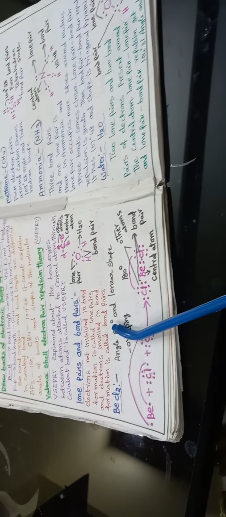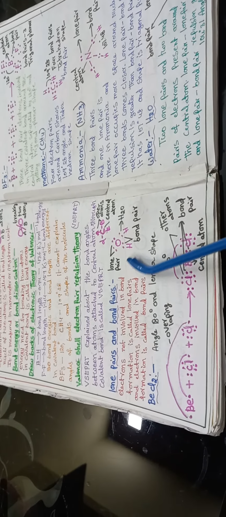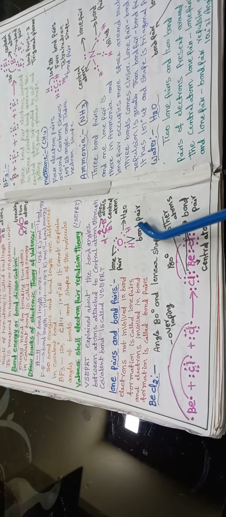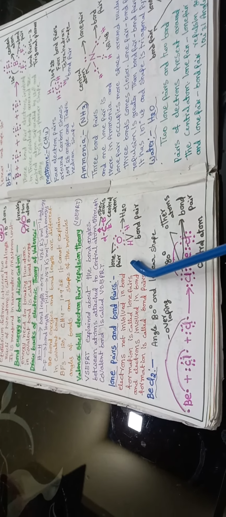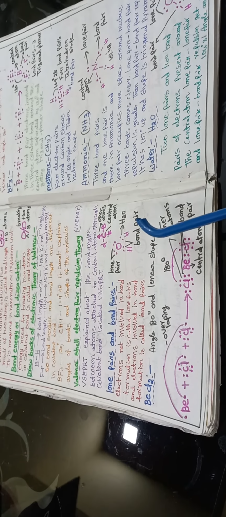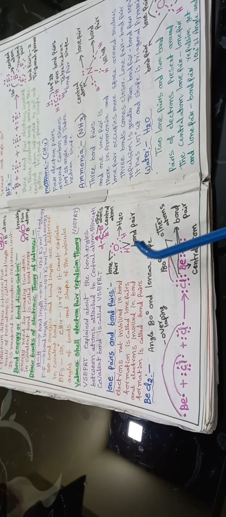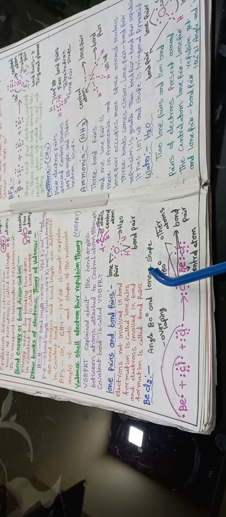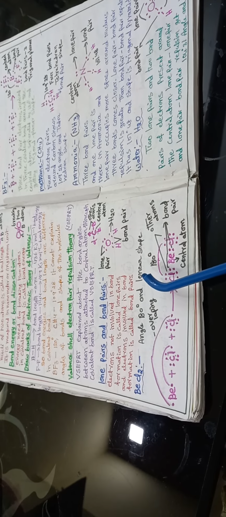Here are some more examples of bond formation using bond pair electrons. Lone pair electrons are also there, but when the lone pairs and bond pair electrons repel each other, then the angles are formed between the elements. So how are the angles formed between the elements?